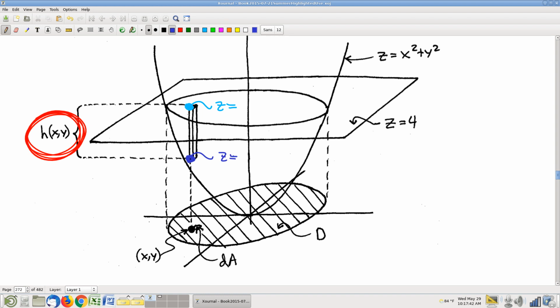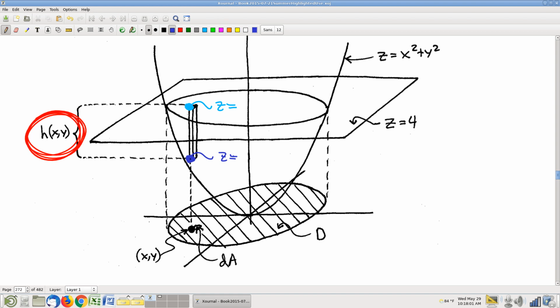The height that I'm interested in is this distance. Well, these points are straight up on top of each other. They're above the same x comma y. So the distance is just the difference of these two z-coordinates. The z-coordinates are given by these functions, so I'm just going to subtract these things from each other.